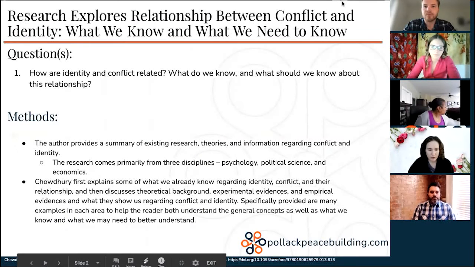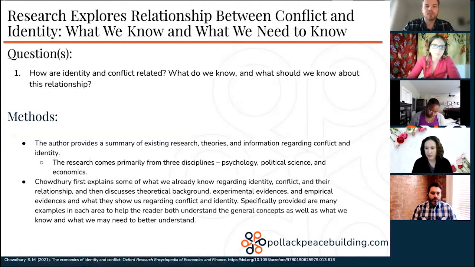So this article was called The Economics of Identity and Conflict. And really it sought to explain how identity and conflict are related, and focused on what we already know and what we need to know yet about this relationship. The author provides a summary of some existing research, theories, and information regarding conflict and identity.